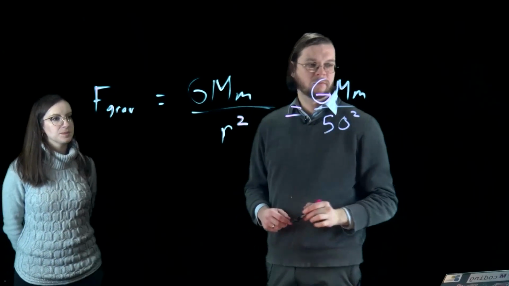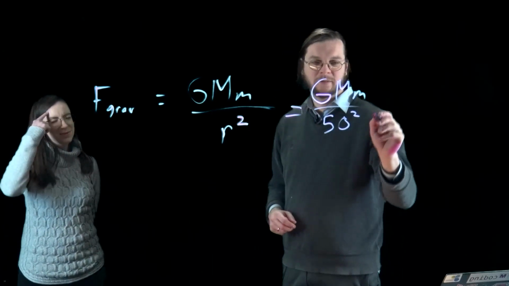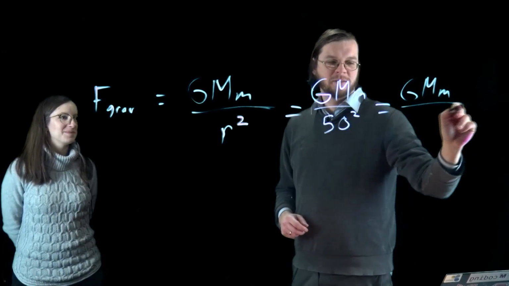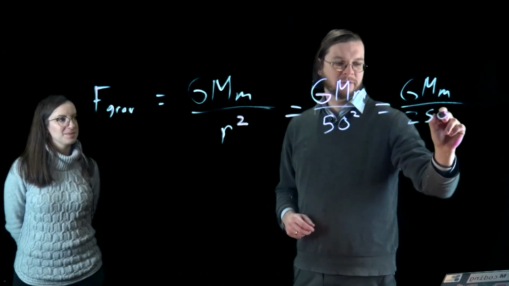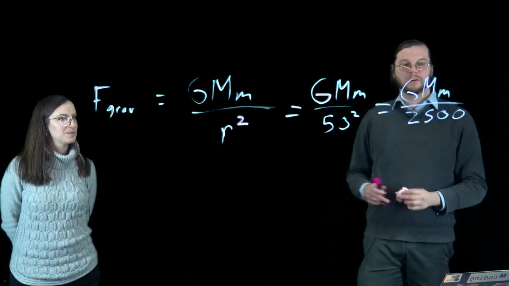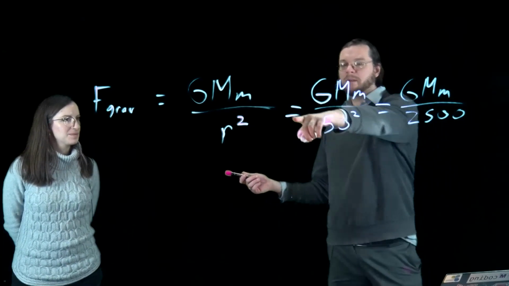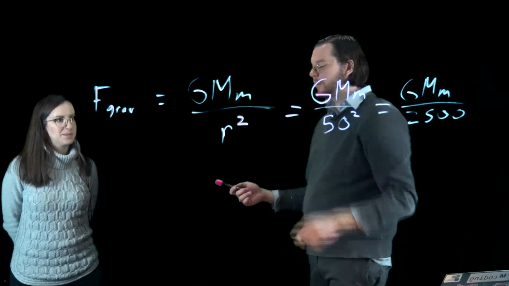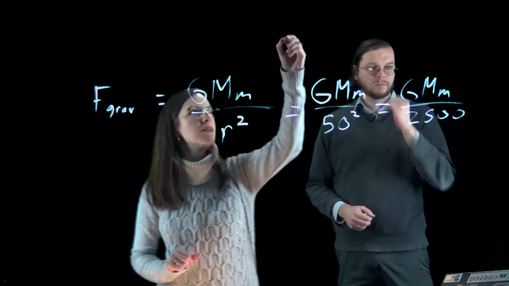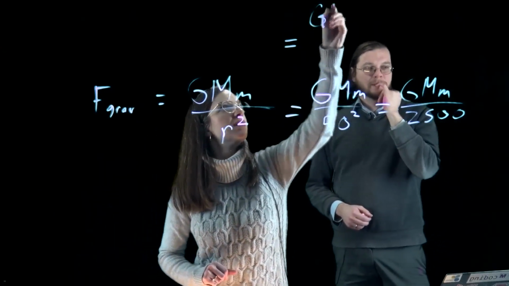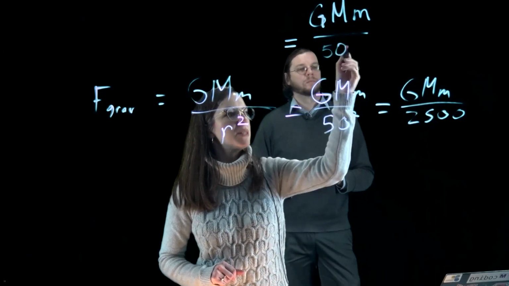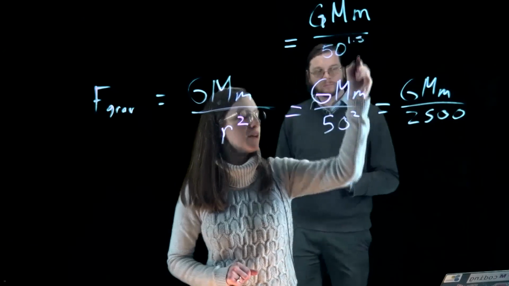And what is 50 squared? You can do that in your head? 2,500. 2,500, very good. But what would it be if, instead of r squared, we had r to the 1.5? Okay, so r to the 1.5. I'm going to do math magic in my head. There you go. Our GMM over 50, but this time to the power of 1.5.